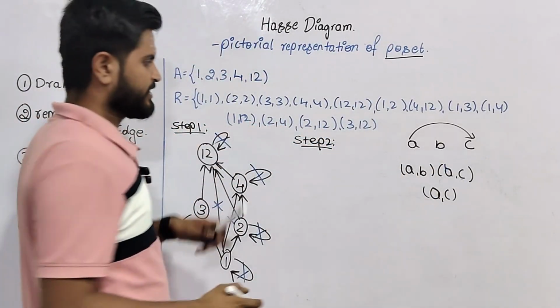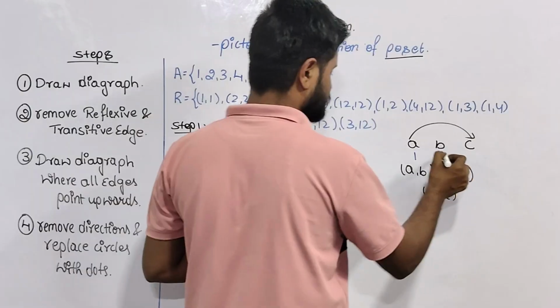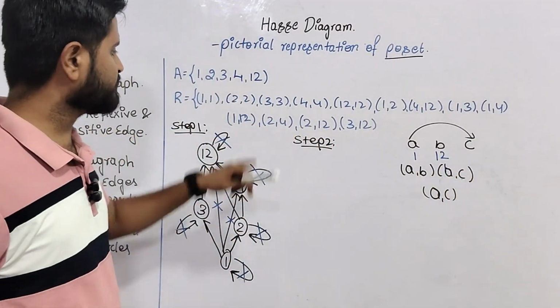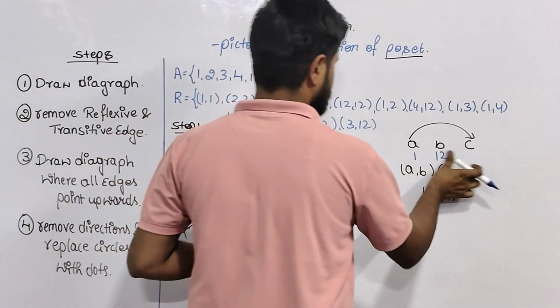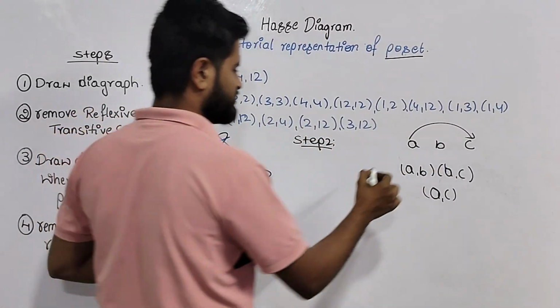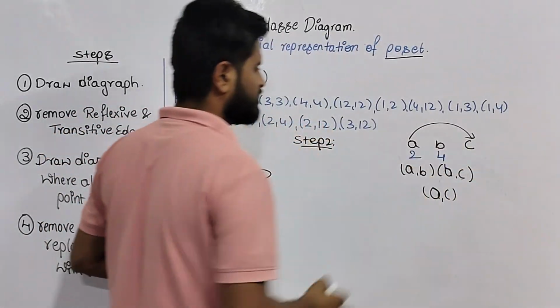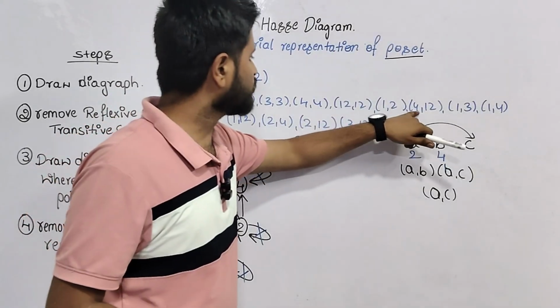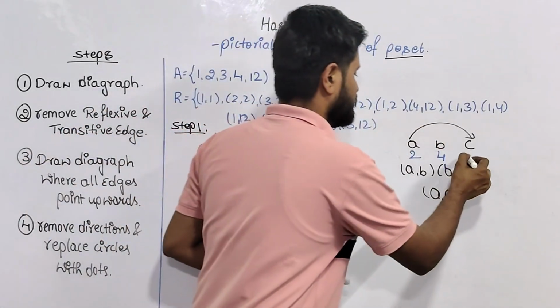Next 1 comma 12. So A value is 1, B value is 12. Whether there is any relation starting from 12? No. Next 2 comma 4. A value is 2, B value is 4. Whether any relation starting from 4? Yes, here 4 comma 12.